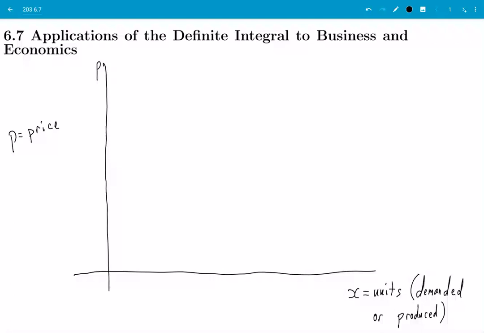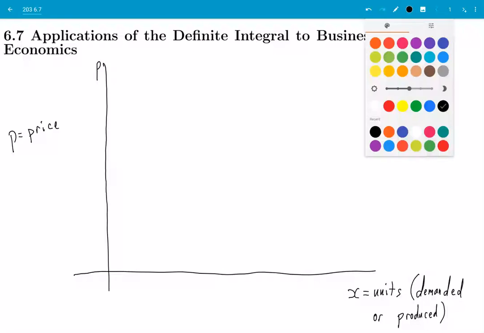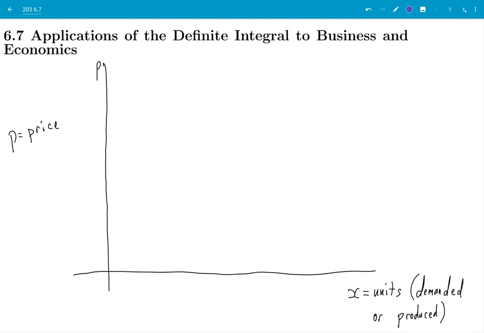An application to economics. So we're going to look at supply and demand curves and talk about some areas between them that have interesting interpretations. So we have price as our y-axis, and the number of units produced or demanded is our x-axis. So we'll go P and X.